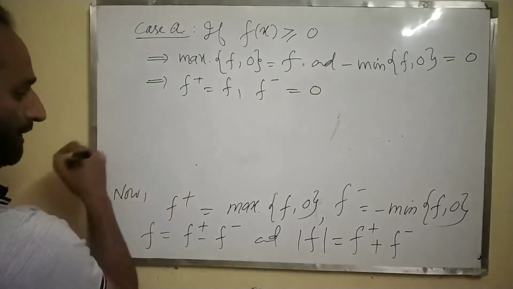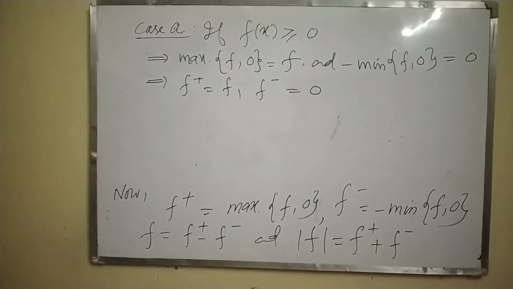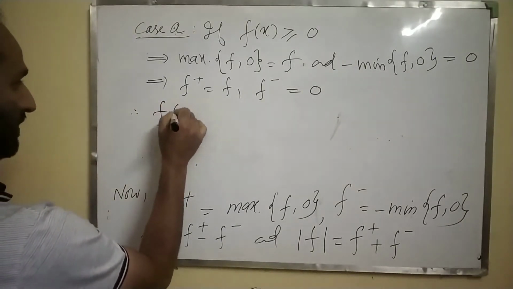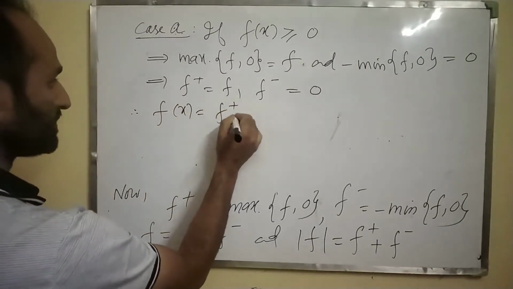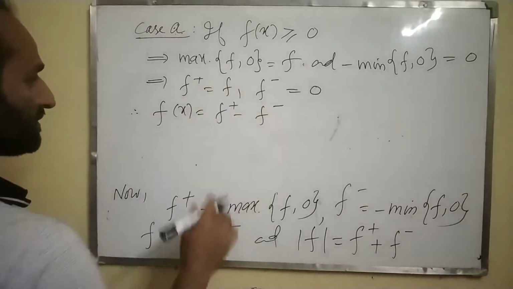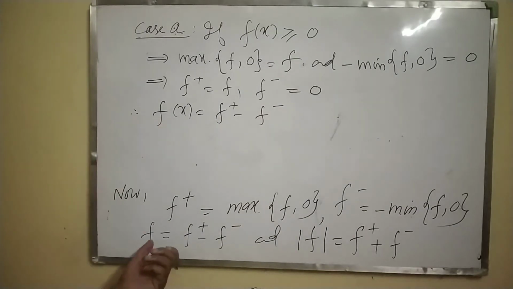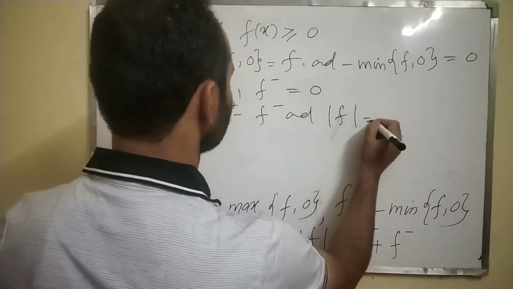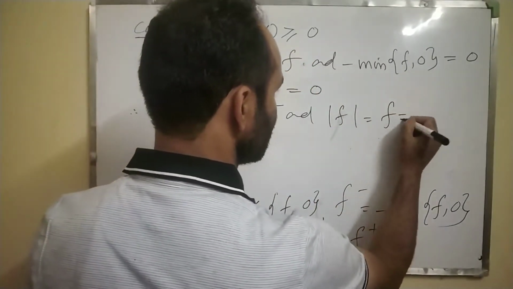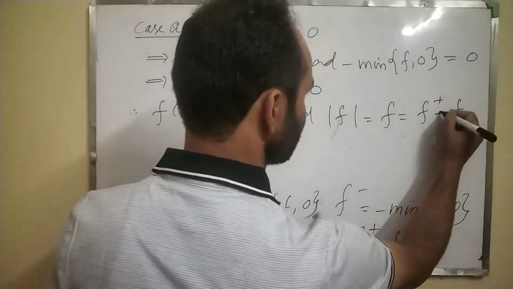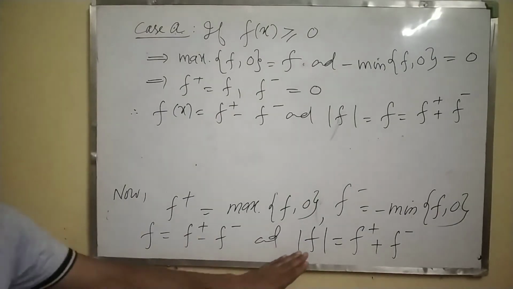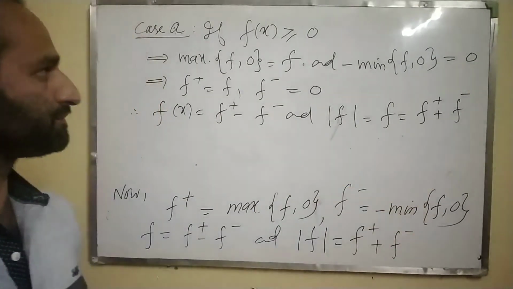So therefore what's f? In that case, f of x is equal to f plus minus f minus, because f plus is f actually. So in that case it's true. And also mod of f, since f is greater or equal to 0, it's equal to f, and that's equal to f plus f minus. So both the equations hold. f is equal to f plus minus f minus, and mod of f is equal to f plus f minus.